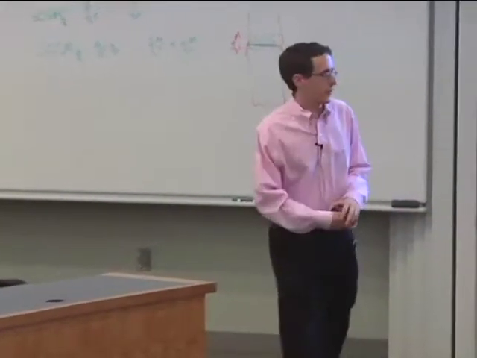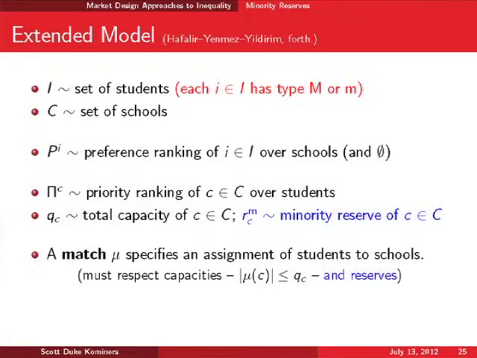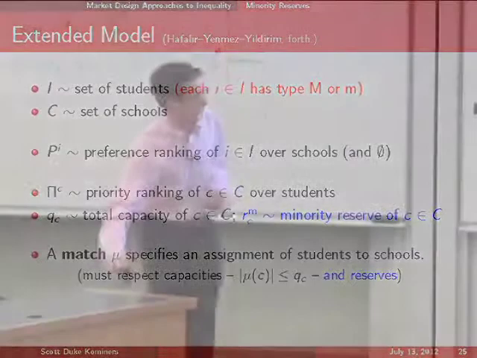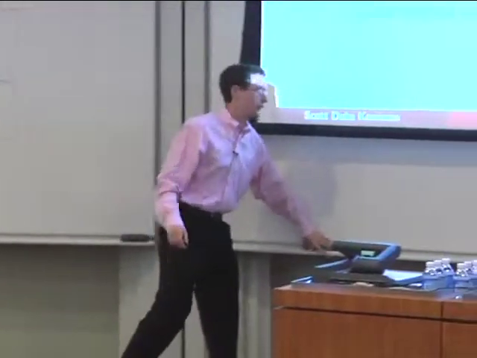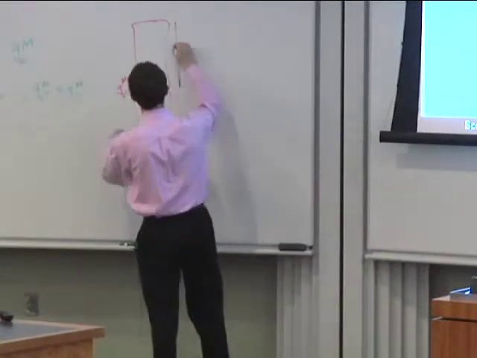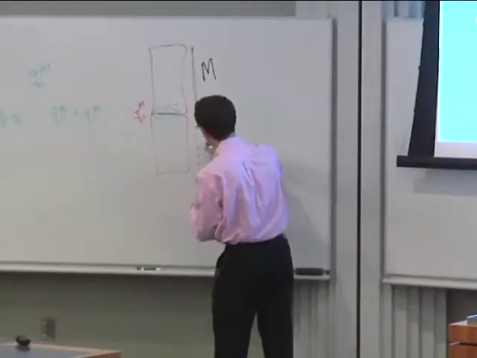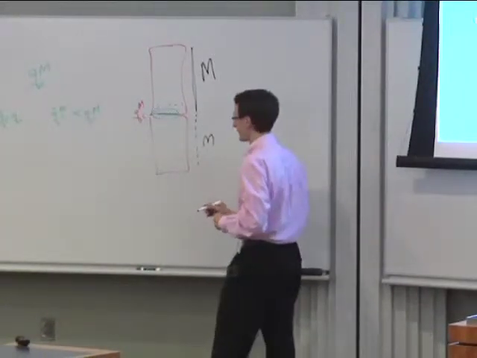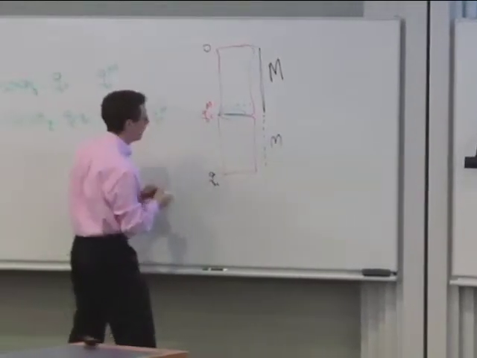So now we can build out this model a little bit. Previously we had majority quotas and we had to respect them. Now we're going to have minority reserves. So quotas and reserves. What's the natural relationship going to be basically everywhere we talk about them? Well, here's the quota. We said no more than these can be majority. Well, that means I wanted these to be available to the minority. So this is 0 and this is q sub little c.